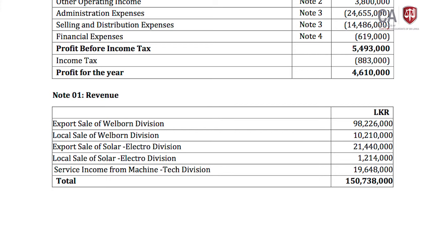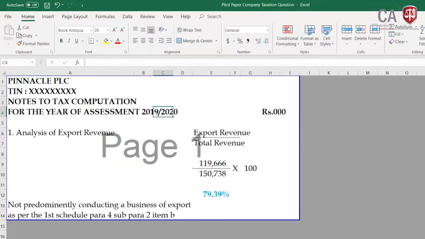Now, since this is a pre-seen available, you can be ready and go, but in this question we need to calculate here, and we will see what the income source is. Now, it is in my other notes, Pinnacle PLC, TIN and notes to the tax computation for the year of assessment 2019-20. Analysis of export revenue. Why am I going to analyze the export revenue? Because I can apply a reduced tax rate of 14% as per the first schedule to the Act.